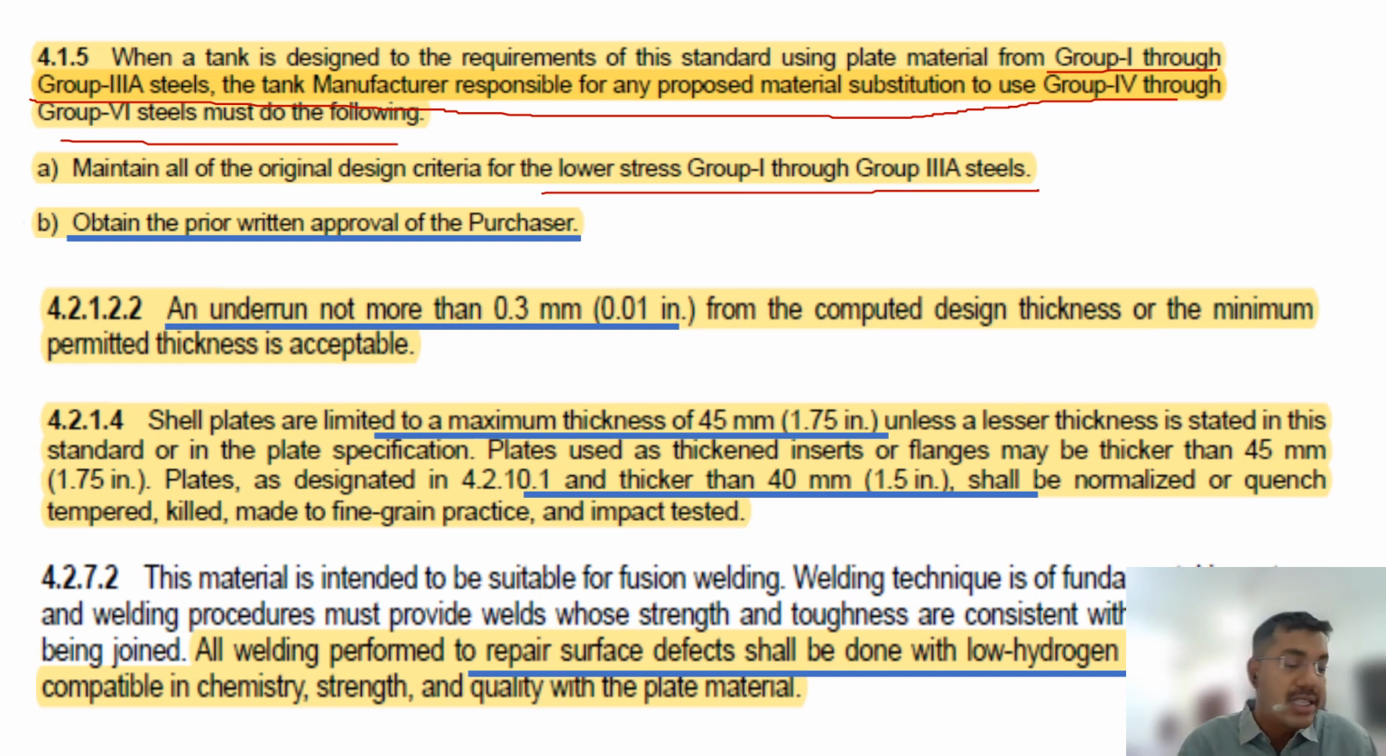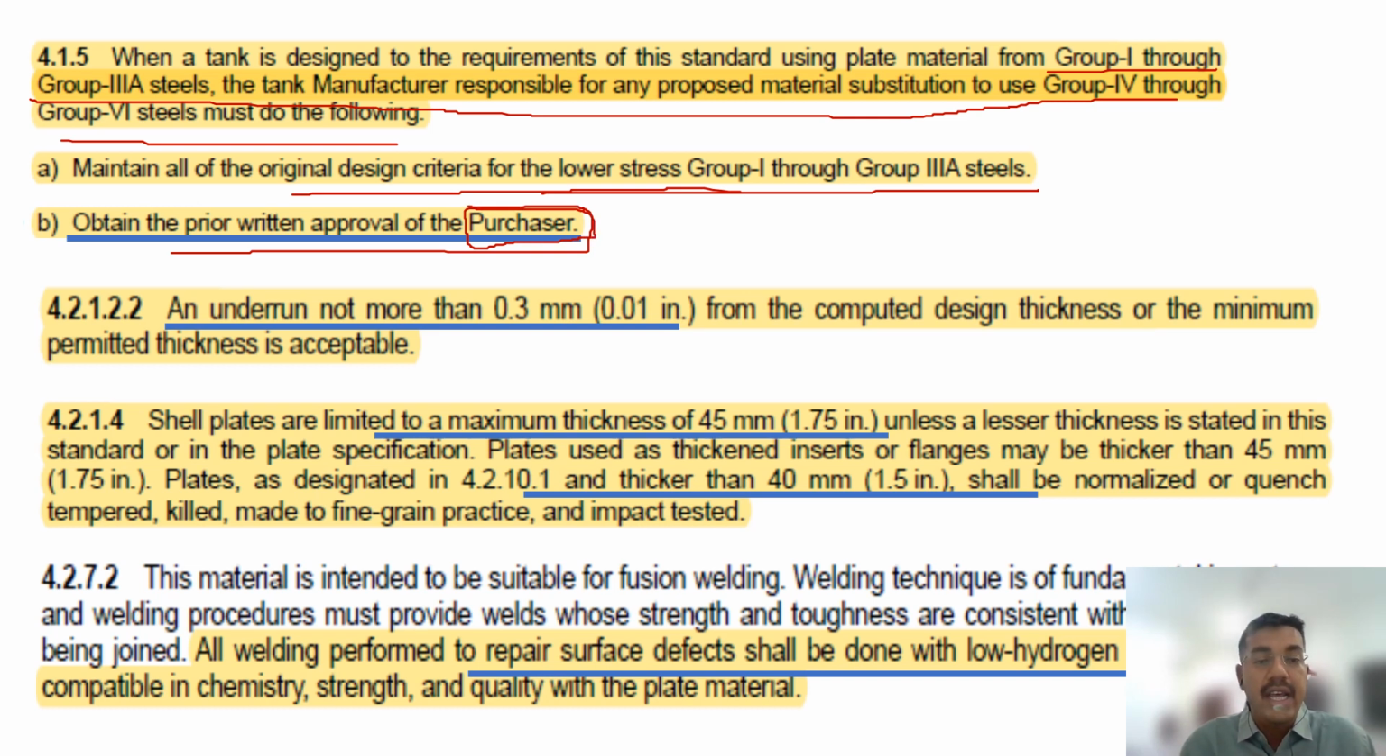If you ask me, sir, this group 1 to 3A is the lower one and group 4 to 6 is the higher one, as you told. So if I use group 4 to 6, it is better than group 1 to 3A. So why do I need any approval? No, there is some requirement. If something like that happens in any situation, then you have to maintain design criteria for all lower class groups. Okay, and you have to obtain approval from the purchaser. Purchaser means owner, as I told you. So you have to take approval from the purchaser.